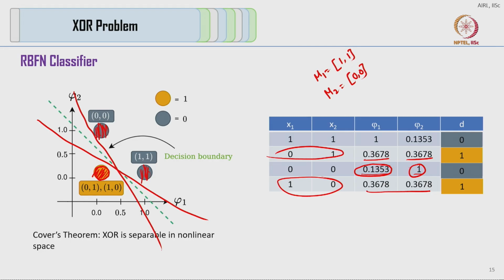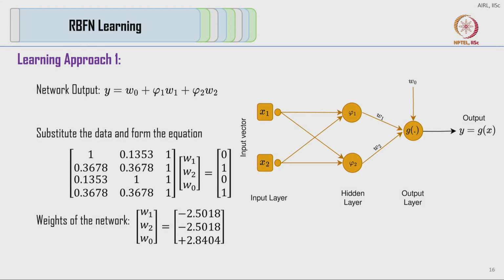Projecting the data into a higher dimensional nonlinear space, here we are not actually making it a higher dimension, but it's the same 2-dimensional space, but it's a nonlinear projection. The moment we make the data a nonlinear projection, they are linearly separable. Now let's find the decision line which is passing through.